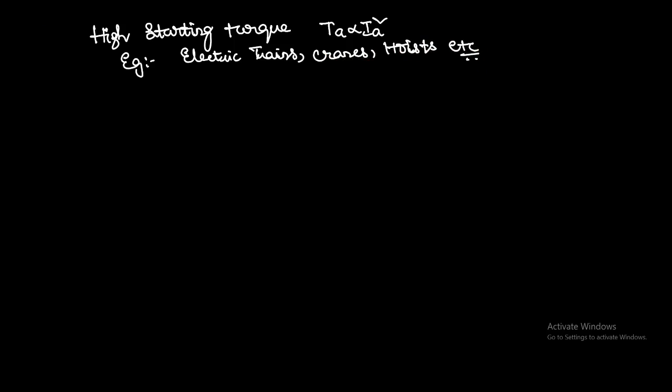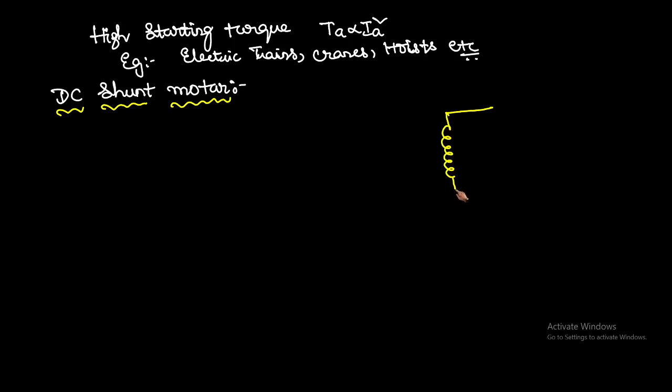Next, let us see the characteristics of the DC shunt motor. First let us understand what a DC shunt motor is. In a DC shunt motor, the field winding is connected in parallel with the armature like this. The voltage is applied like this, and the currents, you already know the terms, we have already given that.